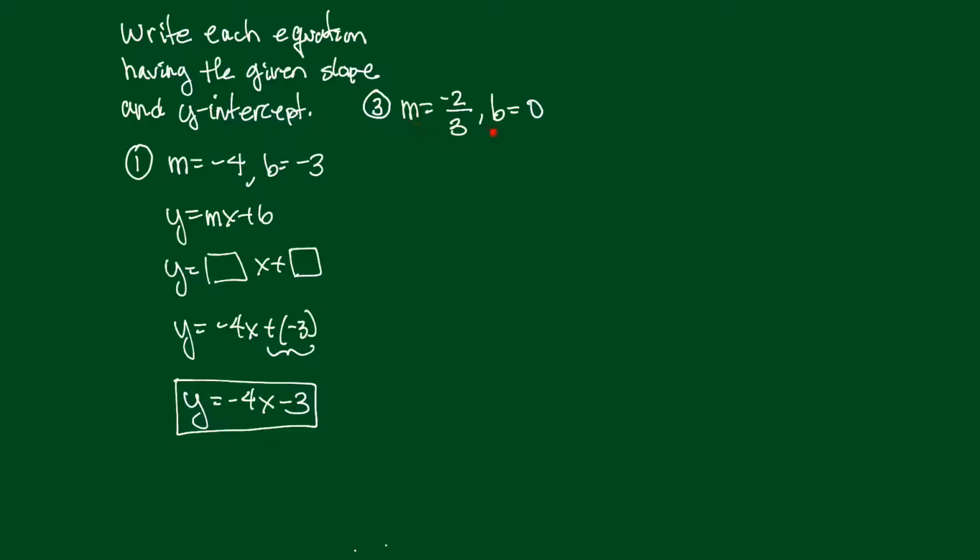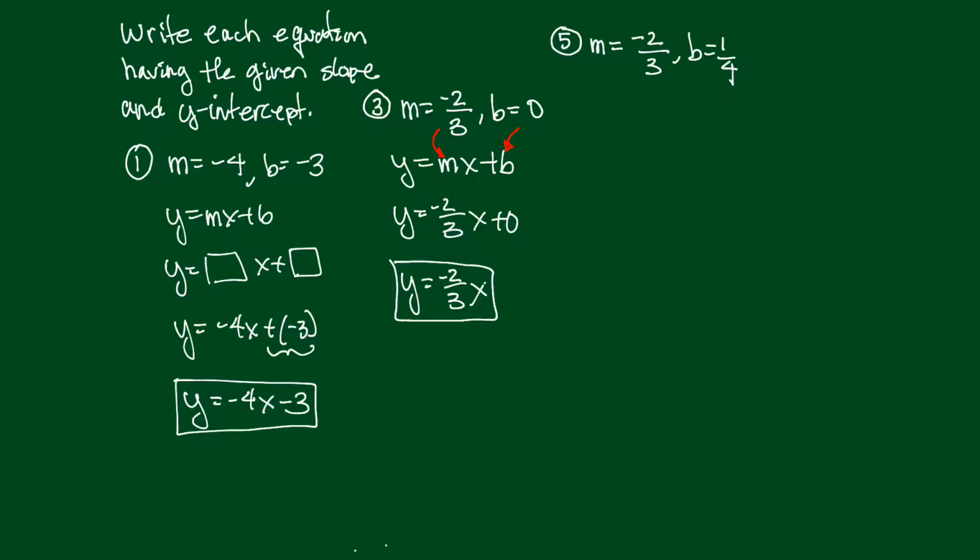We are given the slope and the intercept, so we're going to start here by writing the slope-intercept form, which is y equals mx plus b, and we just happen to have the slope and the intercept. So let's fill those in. So we'll get y equals -2/3 x plus 0, but we don't need to write the 0. So how about just y equals -2/3 x?